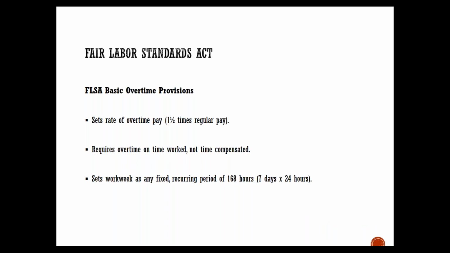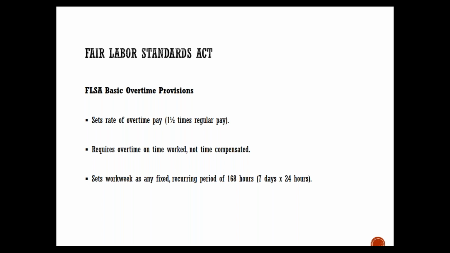So the basic overtime provisions are a set rate of 1.5 times their regular pay for anything over 40 hours, and it's based on time worked, not time compensated. This is, again, a little confusing. So if someone works 32 hours, puts in 8 hours of vacation time to reach 40, and then they work Saturday another 8 hours, so they have 48 hours of time on the books, there's no overtime involved because of the 8 hours vacation. Okay, so it's on time worked, not time compensated.